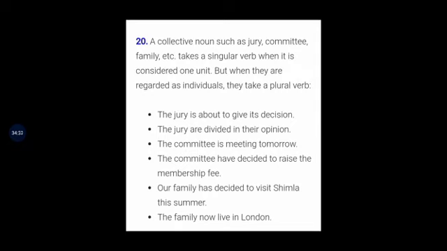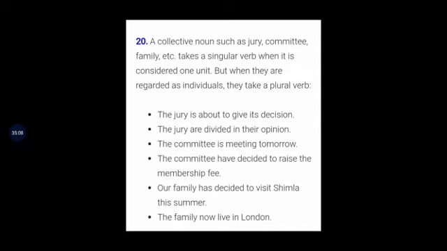The committee is meeting tomorrow. So the committee is a collective noun. It is used as one unit, so that's why we use the singular form of the verb. Here again the committee is a collective noun, but it is regarded as individuals. The committee have decided to raise the membership fee.